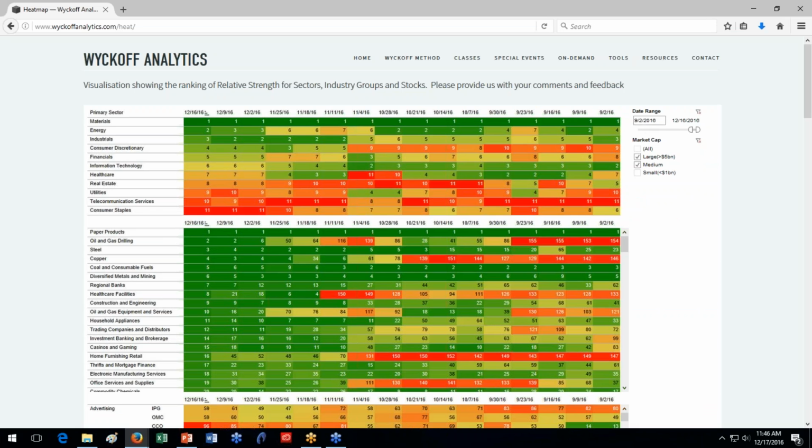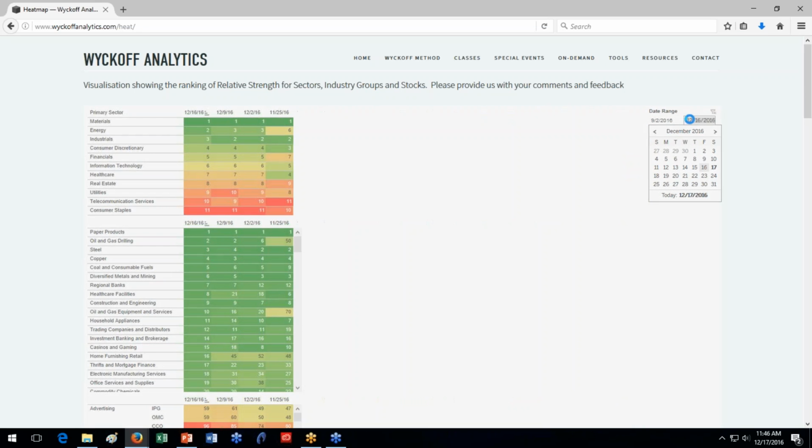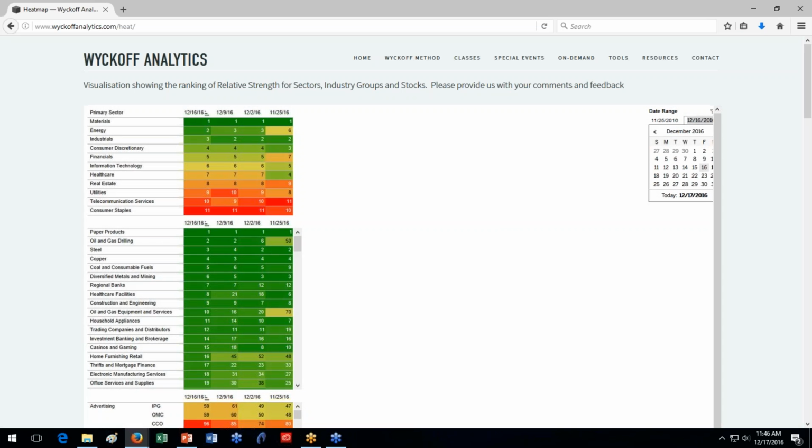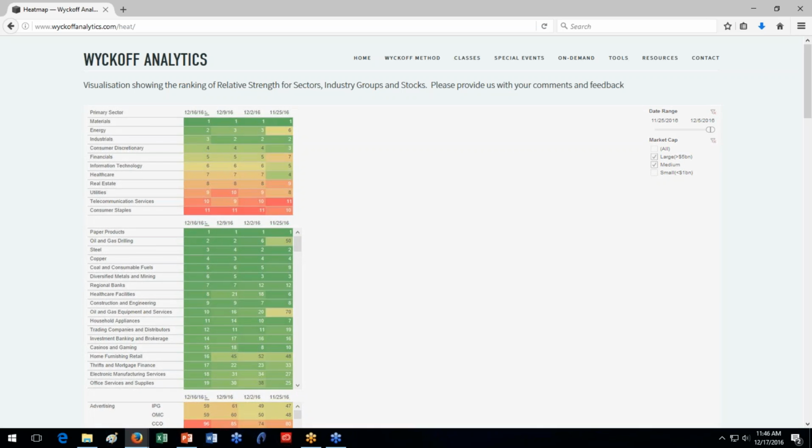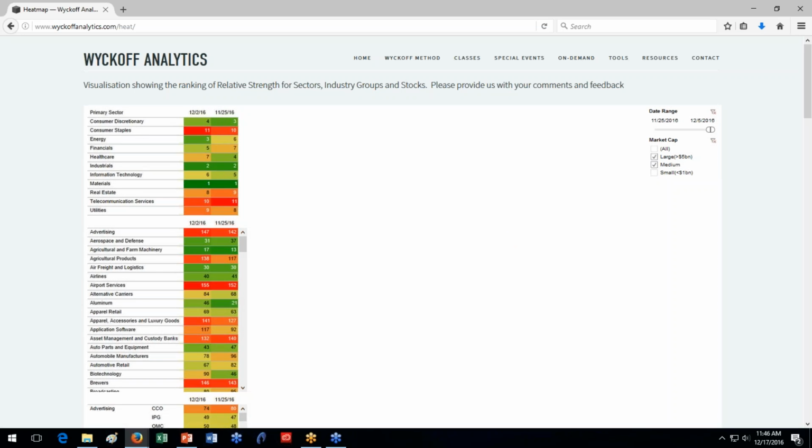And here on the heat map, I'm going to enter the date range, and that's why it's so great, I think, 25th of November 2016, and then December 5th of 2016. So I'm basically extracting the data for outperformance in a specific period of time, and this specific period of time is very small.